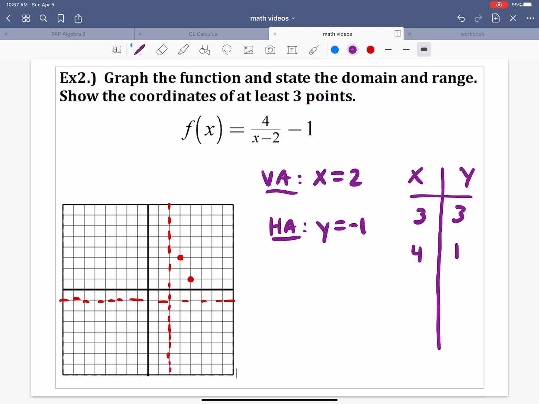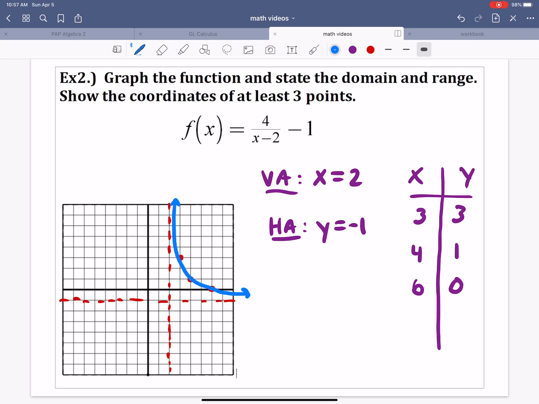Let's do one more. Let's try 6. So 6 minus 2 is 4. 4 divided by 4 is 1. 1 minus 1 is 0. So there's your x-intercept, (6, 0). So 1, 2, 3, 4, 5, 6. Plot a point there. I feel really comfortable with that number of points, so I can draw this branch. And remember that as you approach the asymptotes, it's like a magnet. Those ends get drawn to the asymptote.